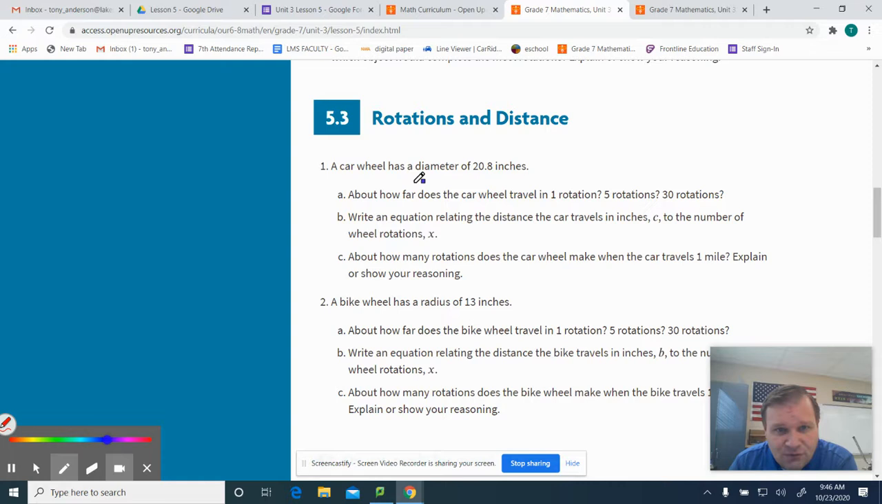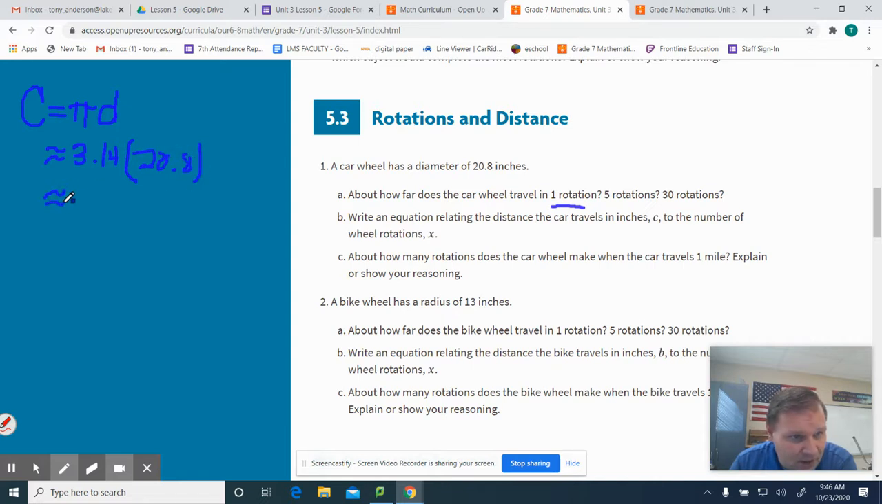So if that's the case, if we've got this car wheel and we want to know how far it'll travel in one rotation, we need to find that circumference. And we know that circumference is pi times diameter. Well, we're going to fill this in with what we know, and we know that pi is approximately 3.14, and we know that the diameter is 20.8 inches. So when we get our answer, we put that in there. I'm going to go ahead and round it to a whole number, and we're going to say that this is 65 inches.